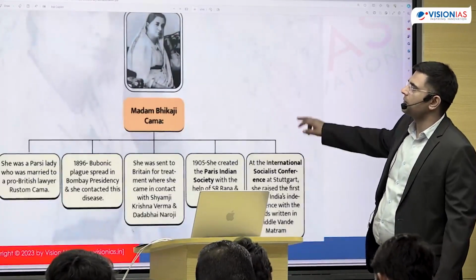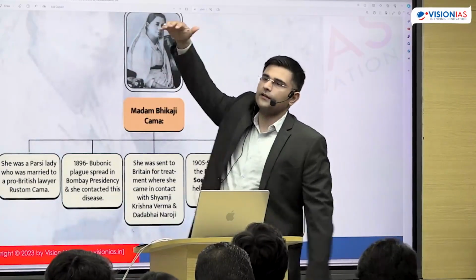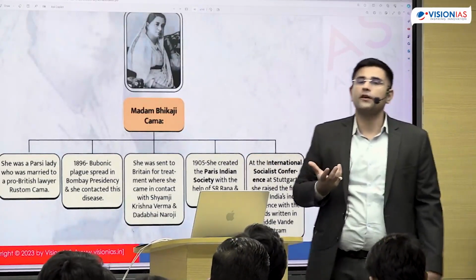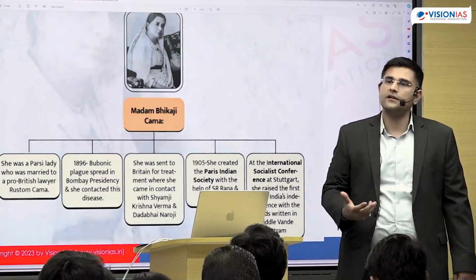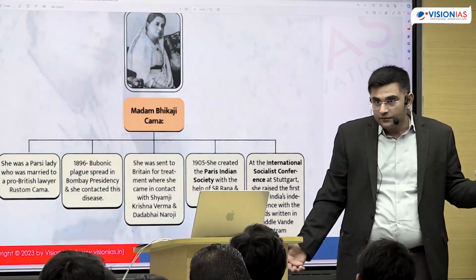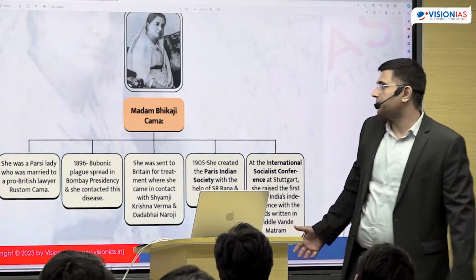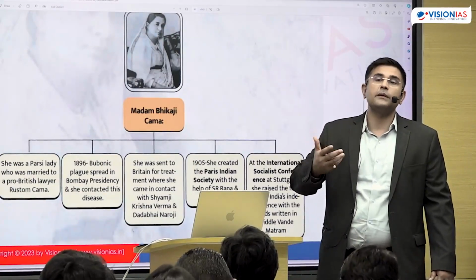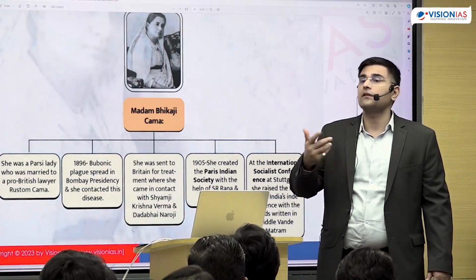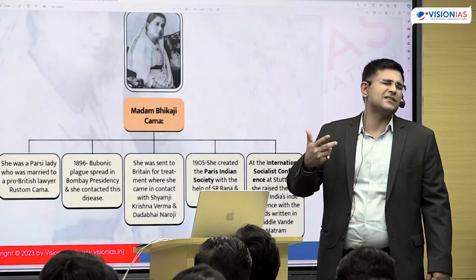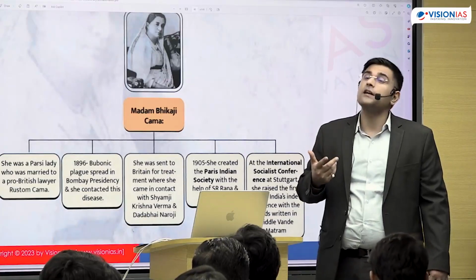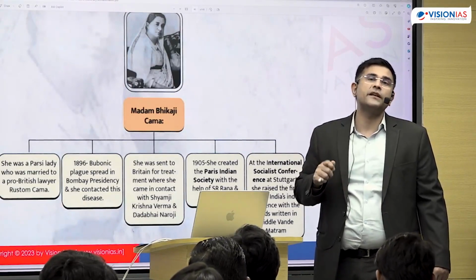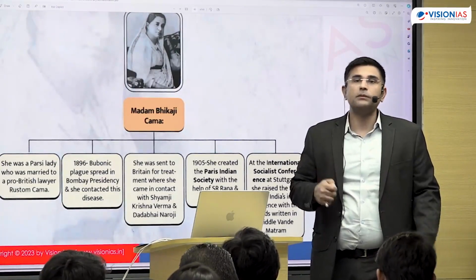For example, Madam Bhikaji Cama. In Delhi there is a place also, Bhikaji Cama. So basically she was a Parsi. She was married to a pro-British lawyer. She was so nationalist that this led to divorce. After that there was plague in the 1890s. For example, Bal Gangadhar Tilak did plague relief. Remember that in the 1890s, the Chapekar brothers killed the plague commissioner Rand. Why was he killed? Because he was adopting very coercive methods, so people were very worried.